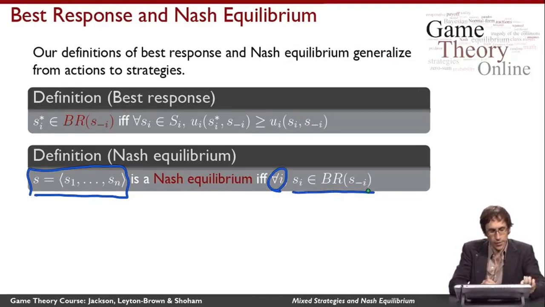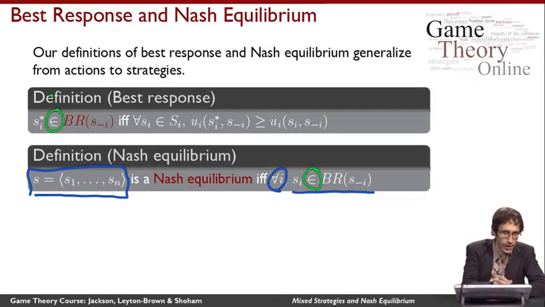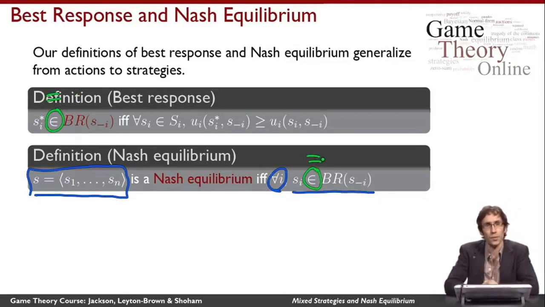Incidentally, you might notice that I'm using a set membership operator here rather than an equal sign, which is what you might have expected to see. Well, the reason I don't use an equal sign is because the set of best responses might have more than one thing in it. So there might not be only one best response. Sometimes there'll be multiple best responses. And so here what I'm saying is a strategy profile is one of the best responses if this condition is true. And I'm saying a strategy profile is a Nash equilibrium if everybody is playing one of their best responses.